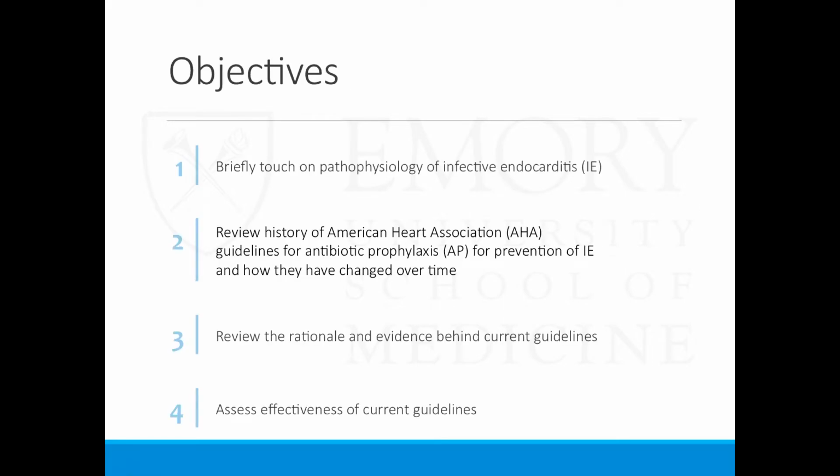So for my objectives, we're going to briefly touch on the pathophys of infective endocarditis at the beginning. Then we're going to go through the history of the American Heart Association, or AHA's, guidelines for antibiotic prophylaxis, and how they've changed over time, and significant developments. And then we will review the rationale and some of the evidence behind the current guidelines that are actually based on the 2007 guidelines that still hold true. And then finally, we will look at some studies that have looked at the effectiveness of the current guidelines to see if they've actually missed the boat, or to see the incidence of infective endocarditis over time.